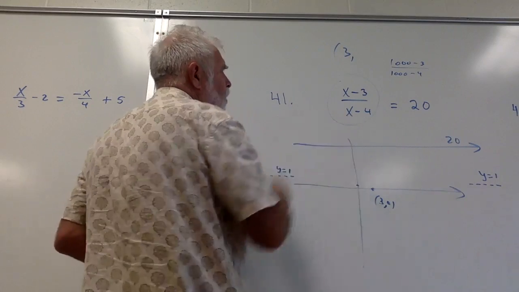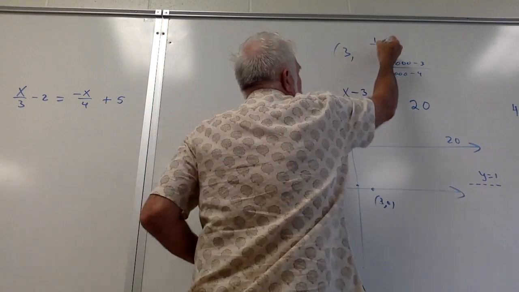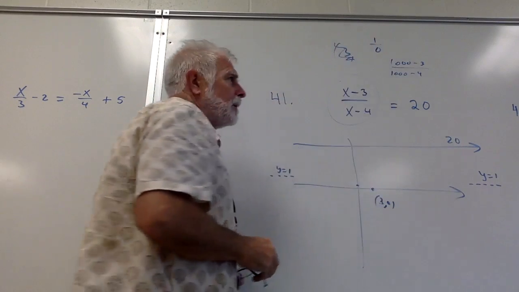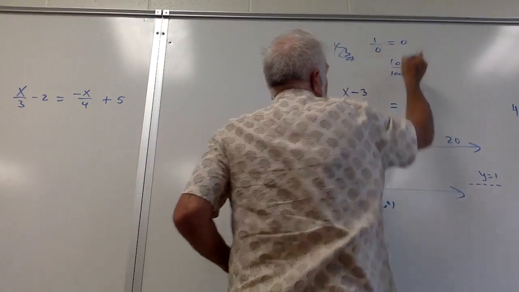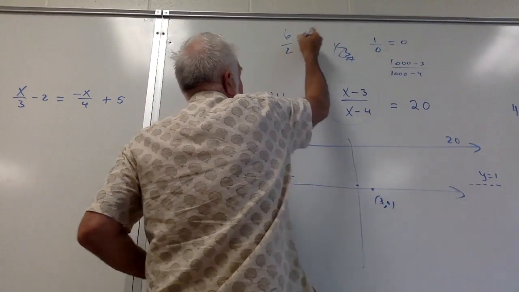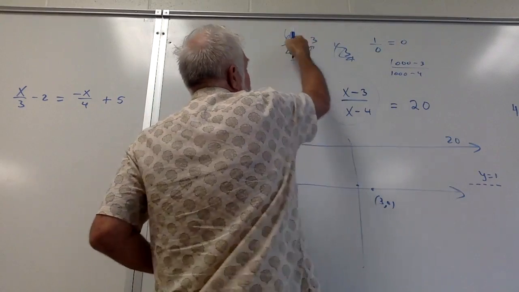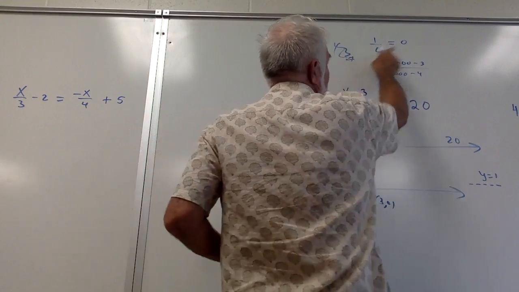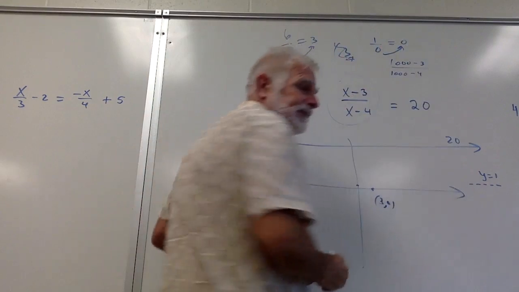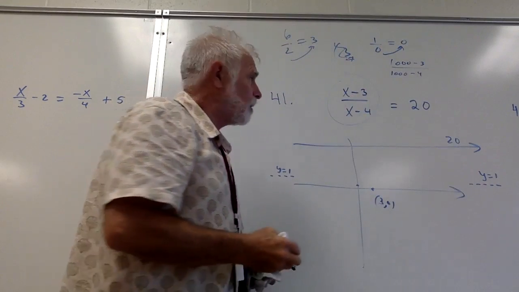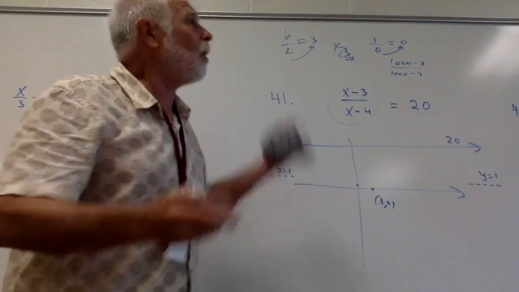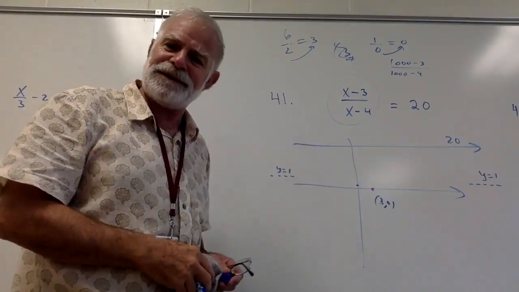What happens when I put a 4 in? When I put a 4 in, I get 1 divided by 0. And if you said 0, then just like 6 divided by 2 is 3. Can you see this? I know this is true because 2 times 3 is 6. So if you think 1 divided by 0 is 0, then I guess 0 times 0 has to equal 1. Oh, no, it doesn't equal 1. Oh, that's right. You can't divide by 0.